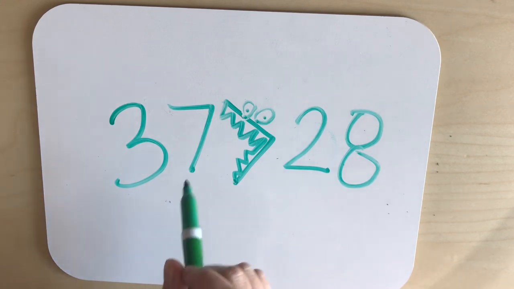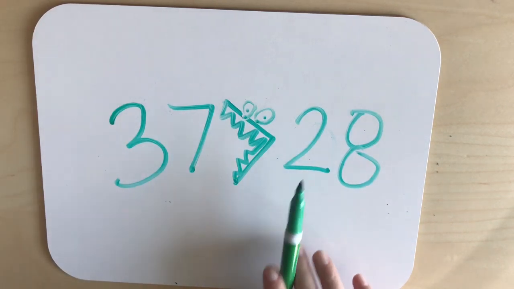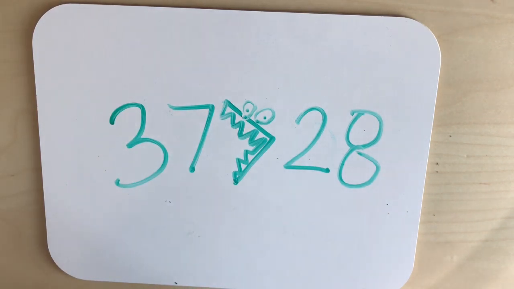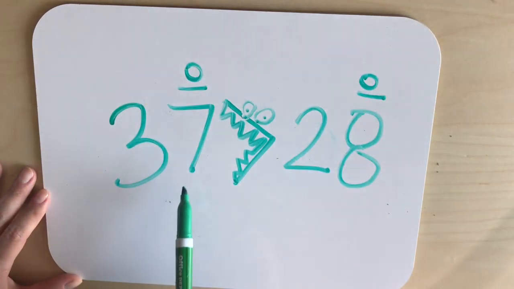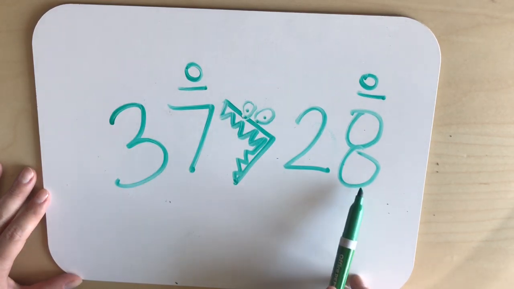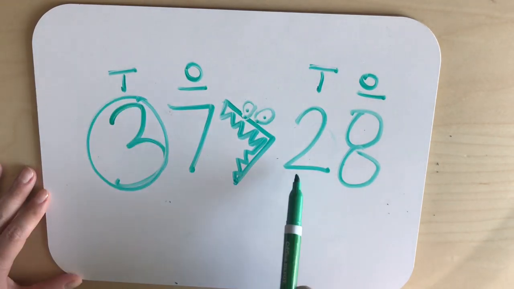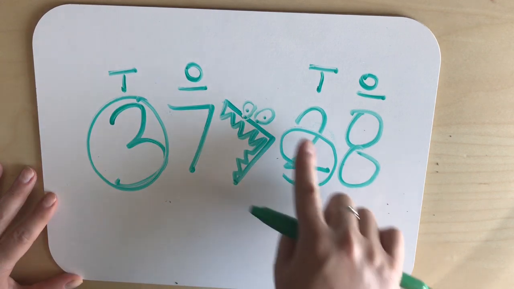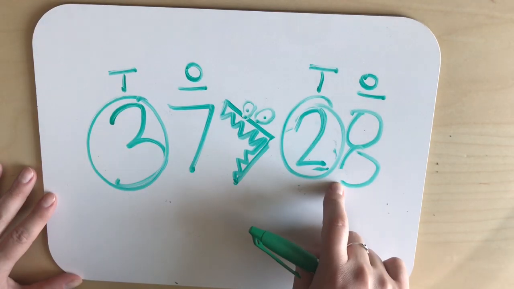I heard someone say that 37 is bigger. Yeah, you're correct, but how do you know? You have to be able to explain. One way that we could explain that 37 is greater than 28, not just by saying because it's bigger, is that we could look at the tens place and the ones place. If we look at the ones place, we see that 7 is bigger than 8, but we have to focus on the tens place. 3 is bigger than 2, so we know that 3 has more tens than 2.